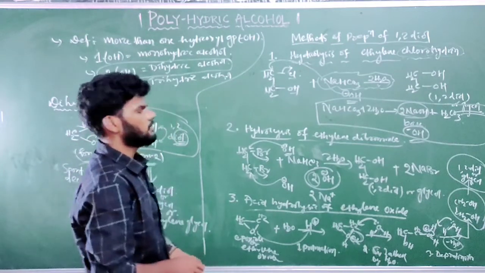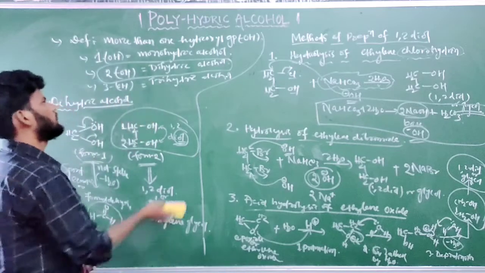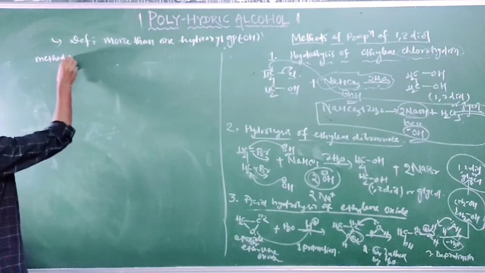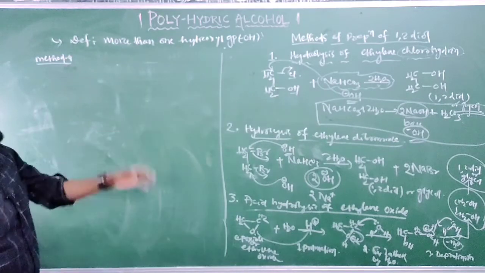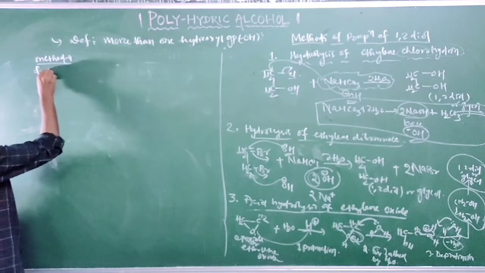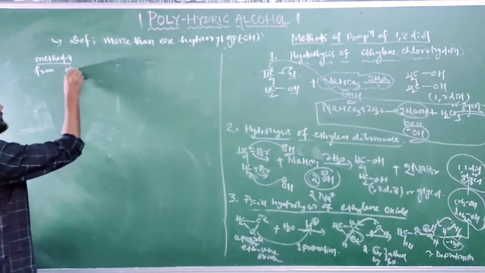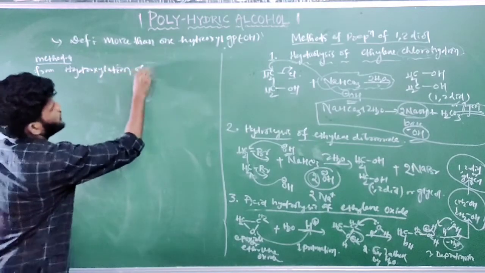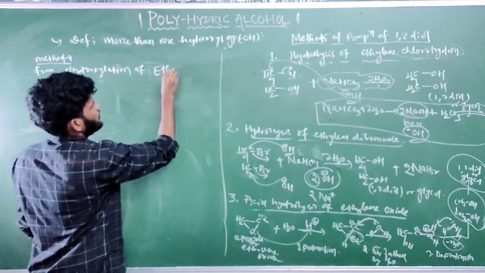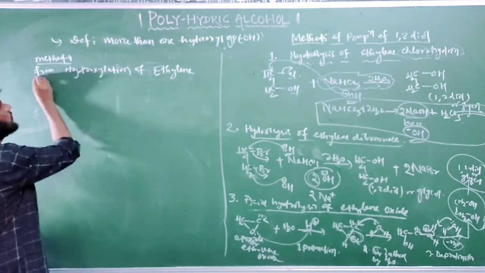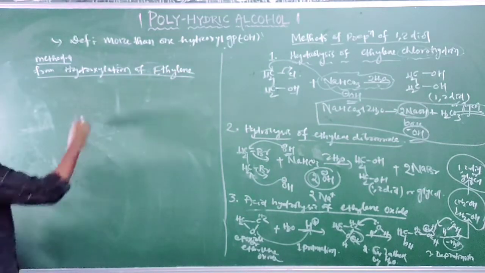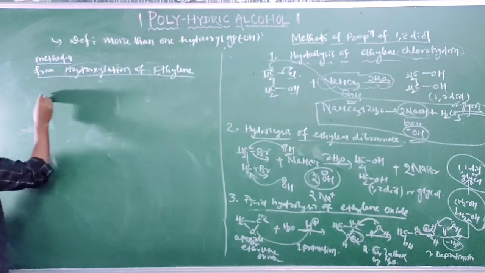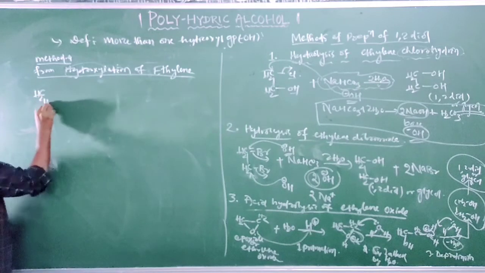Okay, next comes to method number 4. So in method 4 we can also get 1,2-diol from hydroxylation of ethylene molecule, ethylene. So hydroxylation means addition of hydroxyl group. So starting material here we have to take ethylene. Structure of ethylene, CH2 double bond CH2.